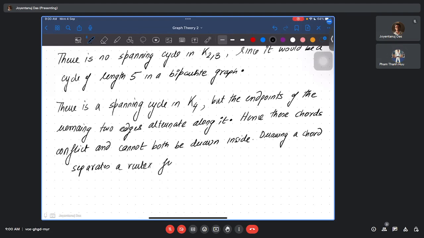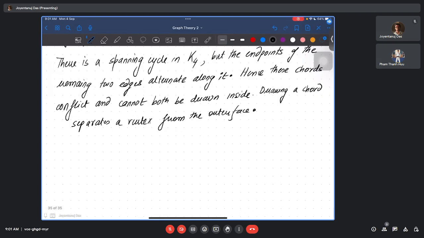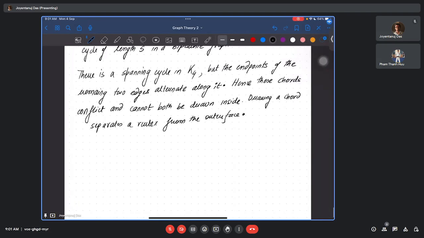So that's outer planar, it is not possible. What it is saying is that it has a spanning cycle. I can draw like this, so this is my spanning cycle. But now I have to draw two more edges, this edge and this edge, right? But these two edges are alternating because they cross each other, so I cannot draw both of them inside.